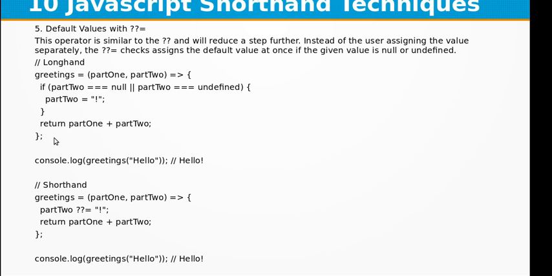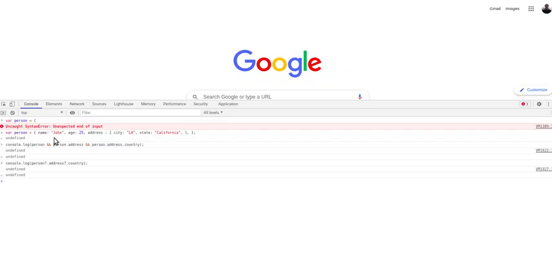Now let's look at the fifth one, that is default values with double question mark equal. This operator is similar to the double question mark operator and will reduce a step further. Instead of the user assigning the value separately, this operator assigns the default value at once if the given value is null or undefined. So let's look at the longhand version.